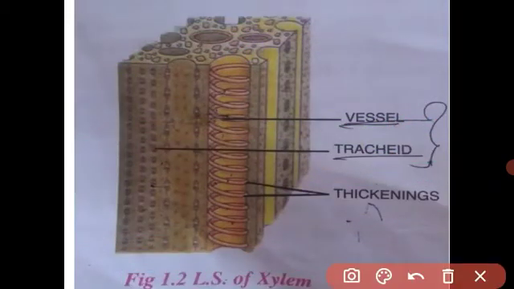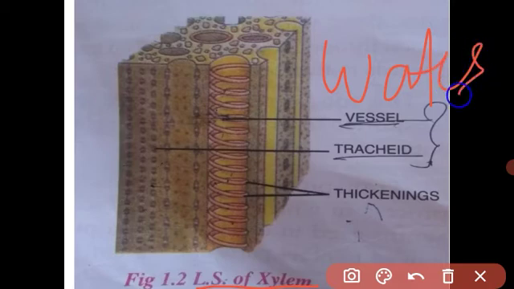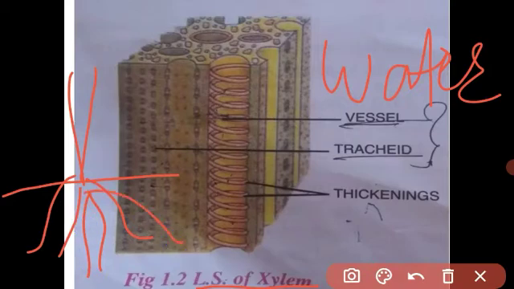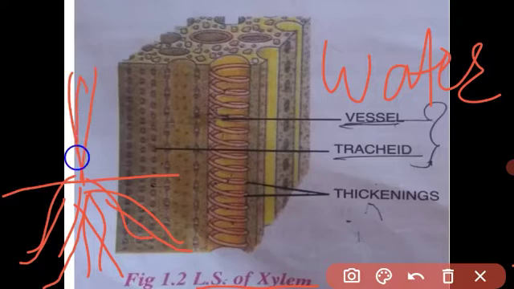See students, this is the structure of xylem tissue. Xylem tissue is one kind of complex tissue. The main function of the xylem tissue is transportation of water. See, this is a plant. There is a root. The root absorbs water and minerals from the soil, and in the plant there is a conducting tissue called the xylem tissue, which has a tube-like structure, and this tissue transports the water and minerals in the upward direction.